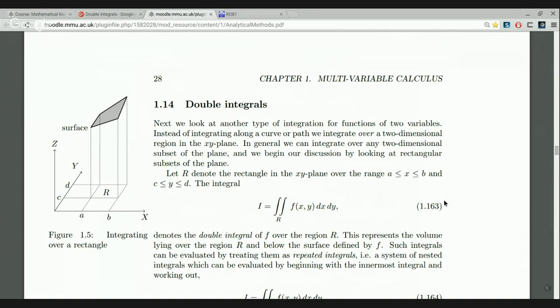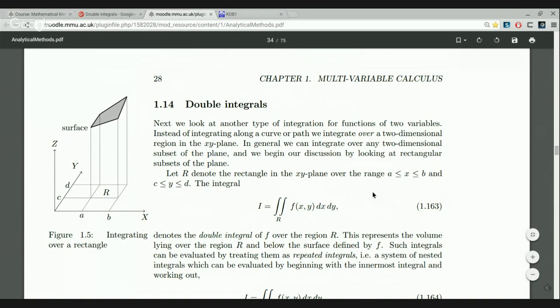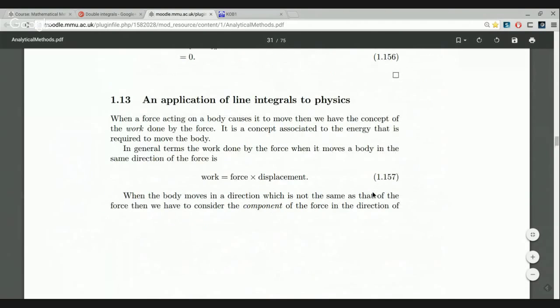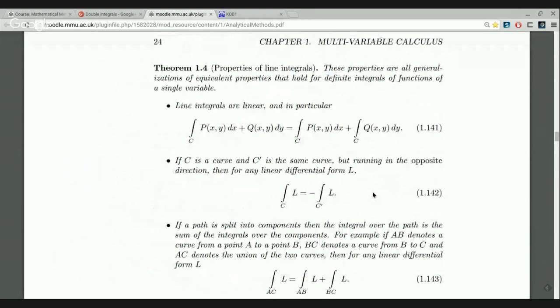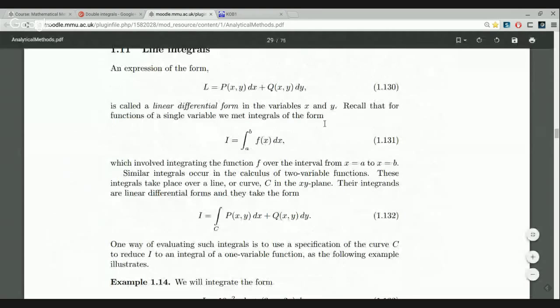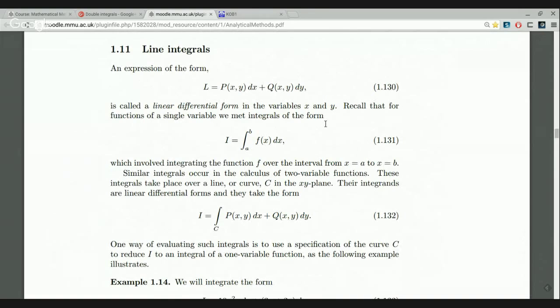We looked at functions of two variables, and integrals of a function of two variables along a path in its domain. The things we integrated were these linear differential forms, which are expressions, a kind of generalization of a differential form that you integrate from one variable: some function p of x and y times the dx differential plus q of x and y times the dy differential. We looked at some examples of how we evaluate these.